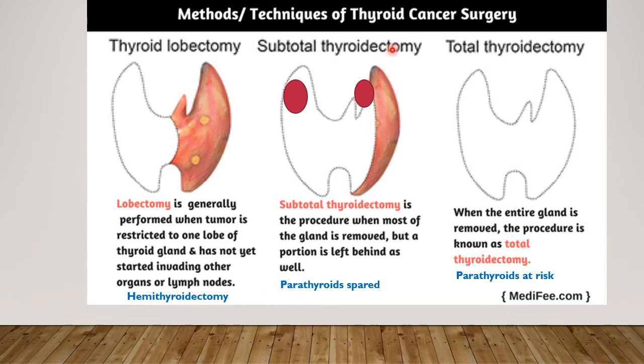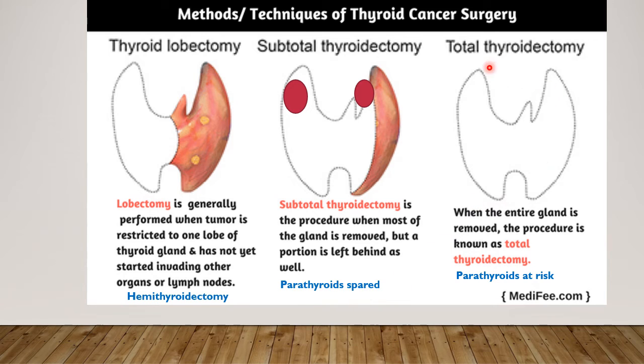The next is subtotal thyroidectomy, where you remove both the right and left lobes, but leave behind a small rim of tissue on the side where the lobe is normal. However, a lot of people prefer to leave behind a small tissue in either upper lobe. This is to ensure the preservation of the superior parathyroid glands to prevent hypoparathyroidism post-operatively. So in this case, parathyroids are spared by doing this.